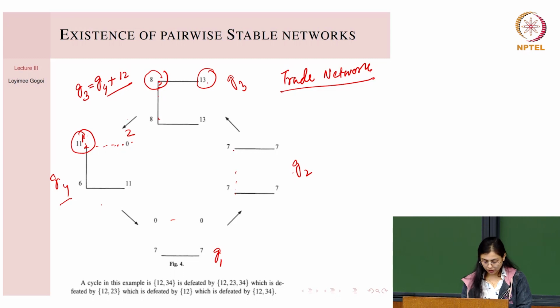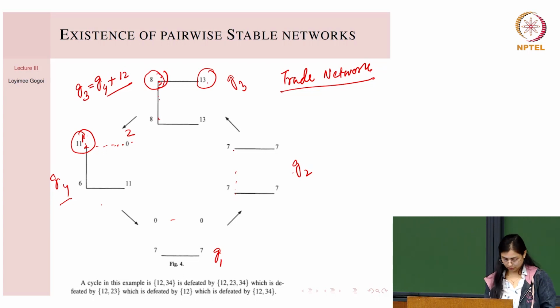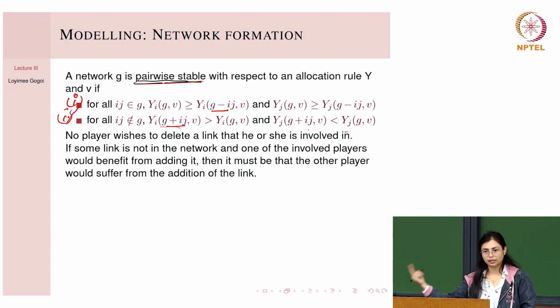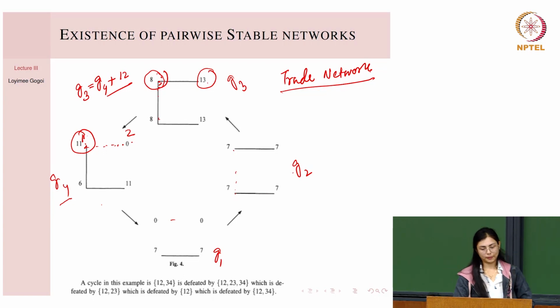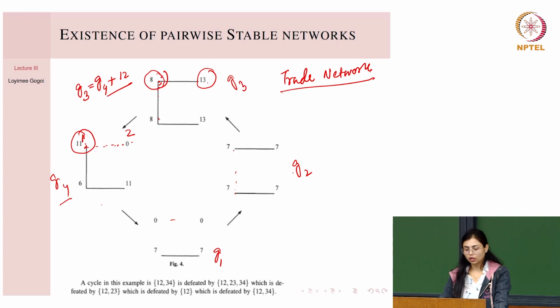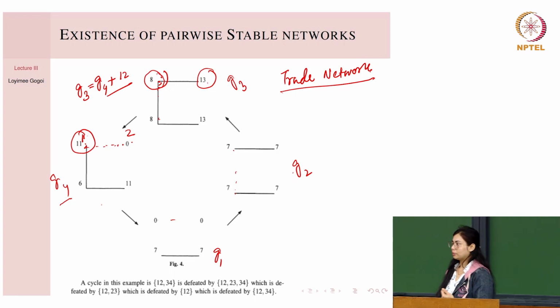Why? Because he is getting less, so he doesn't have any incentive to form this link. Correct? That's the second condition. One is getting more, another is getting less, right? So here is one example. The network is stable if we talk about the pairwise stability here.